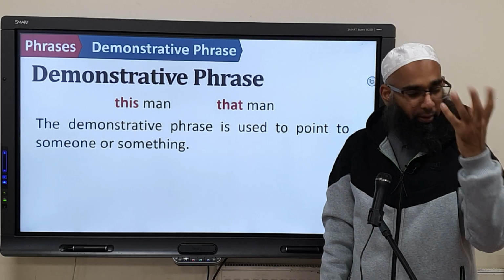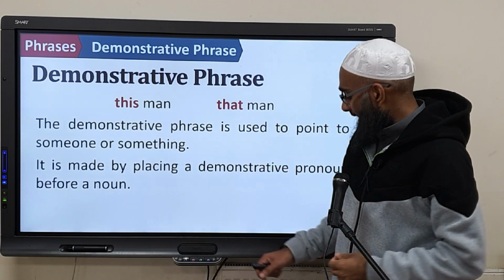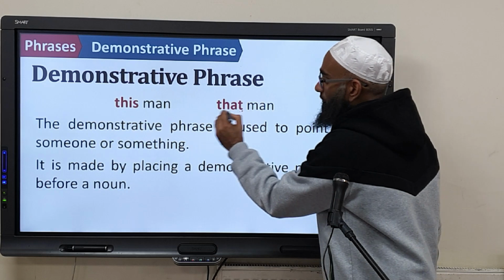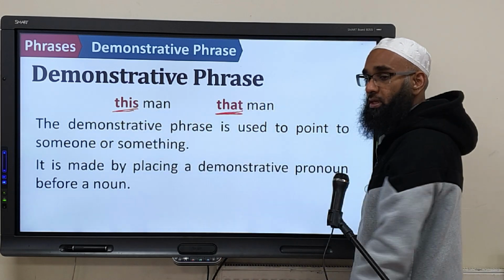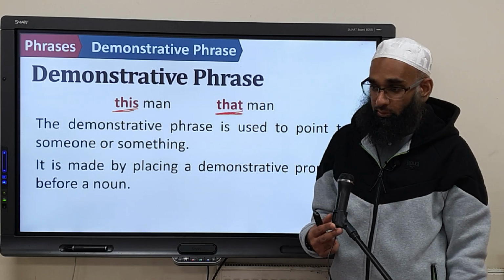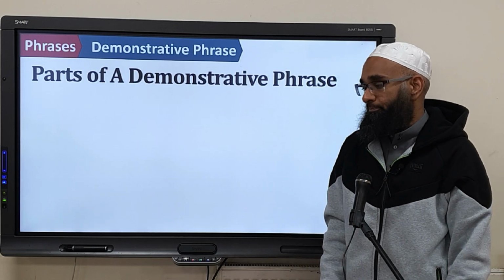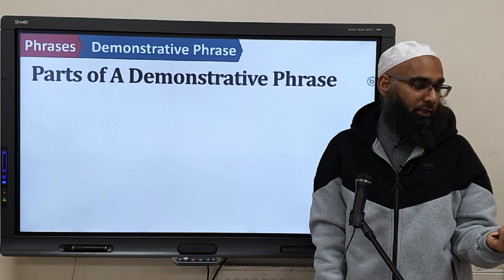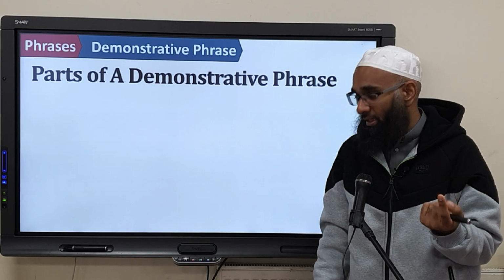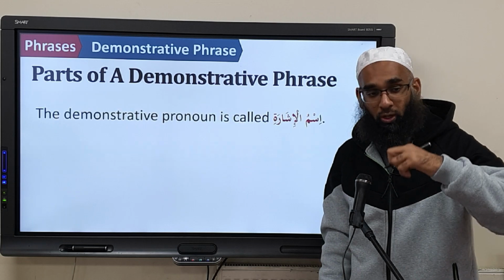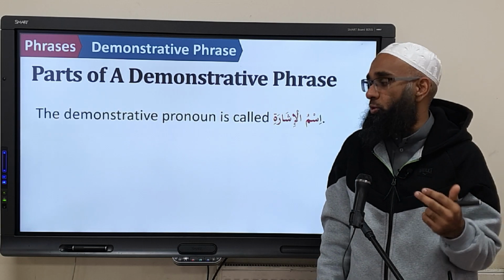So you use it to point at something. And in English and Arabic, it comes before. Where does it come? It comes before the noun, the noun you describe. Now obviously, how many more parts of the sentence do we need to learn? 2 more parts. What are they called? The demonstrative pronoun, meaning this, that, these, those.